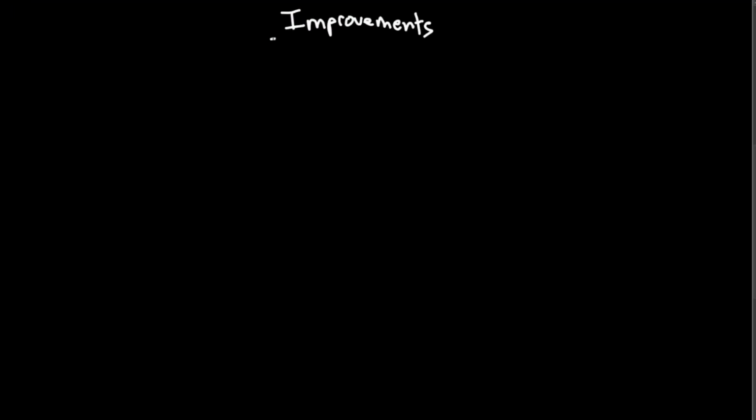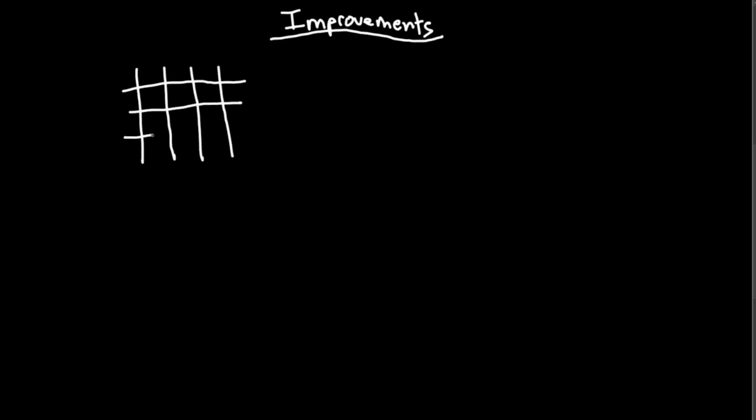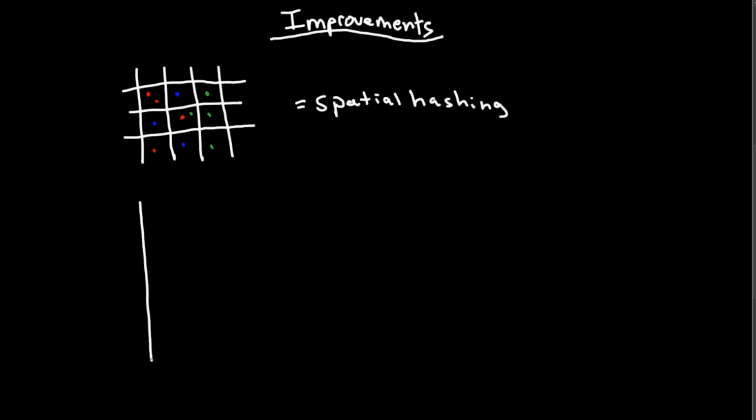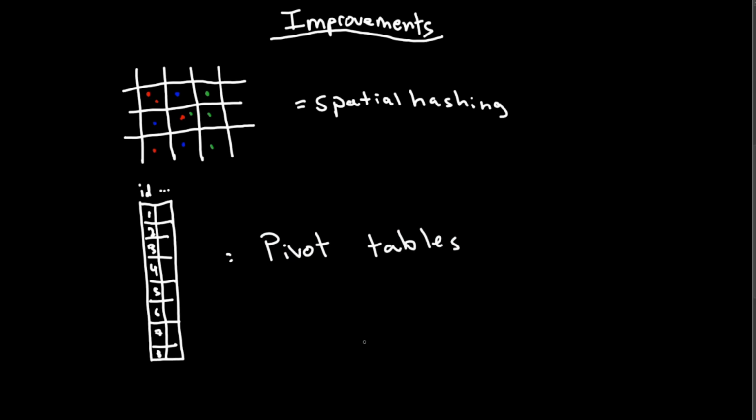Programmers tend to come down with a common ailment called a need for speed. And if you do feel so inclined to waste most of your free time in trying to get this to run 30% faster, then there are some improvements you can make. Primarily, spatial hashing to reduce the number of particles you have to loop through for every other particle, and pivot tables to rearrange the particles in memory to preserve cache locality.